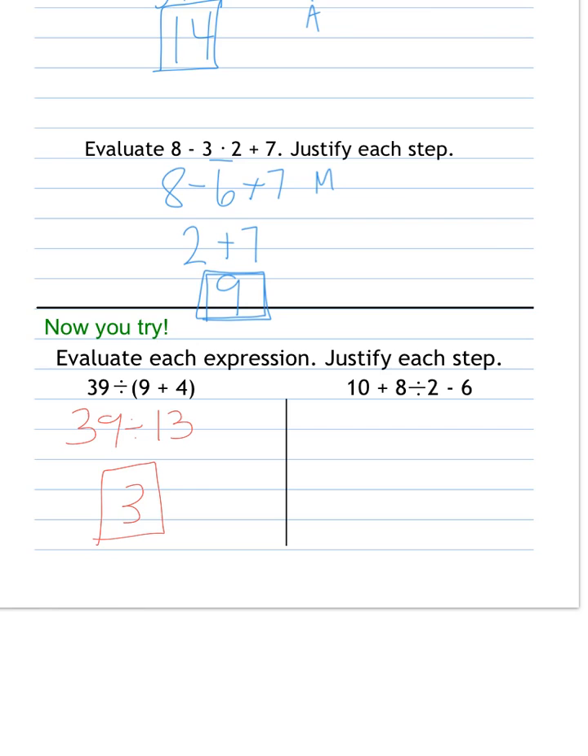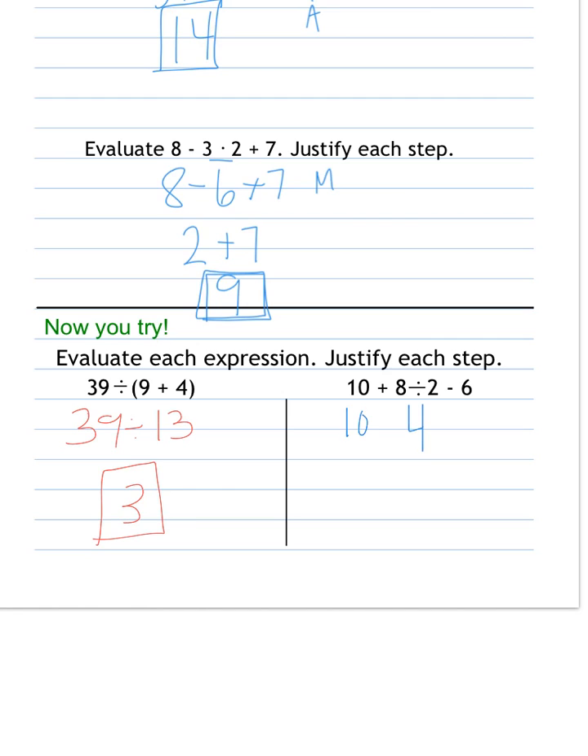Okay. Again, next one, order of operations, 10 plus 8 divided by 2 minus 6. We'll start with our parentheses, we don't have any. So then we move on to exponents. Again, we do not have any. So then we move on to multiplication or division, left to right. We do not have any multiplication, so we do our division. 8 divided by 2 is 4.